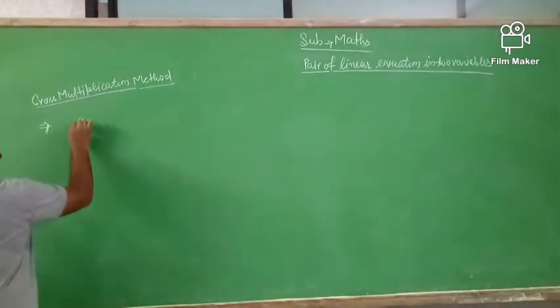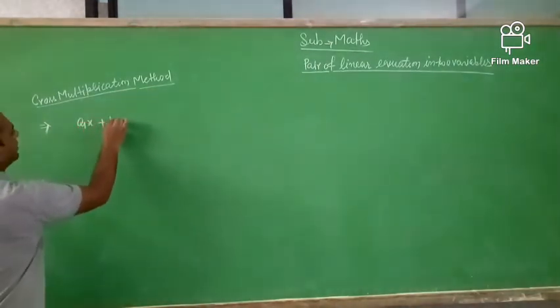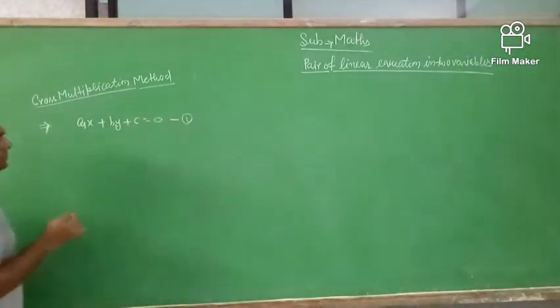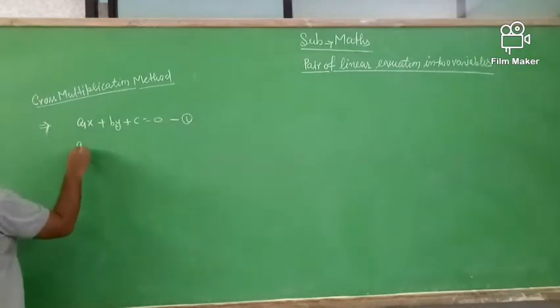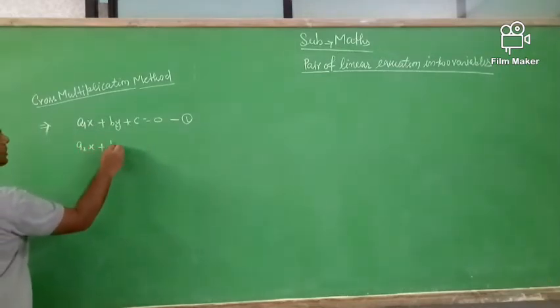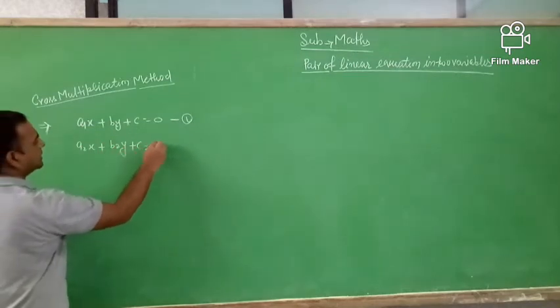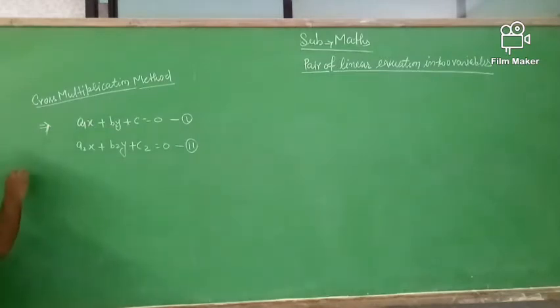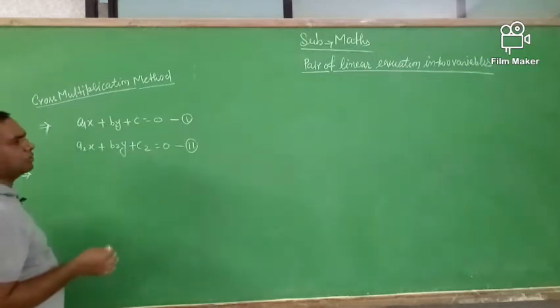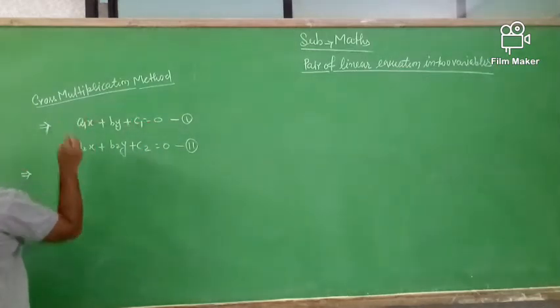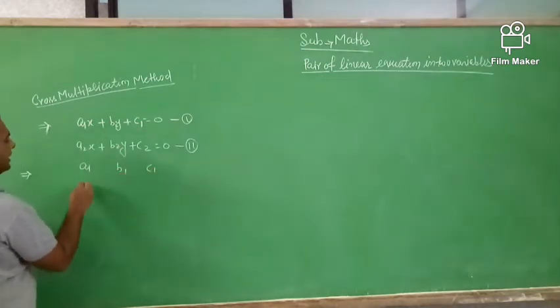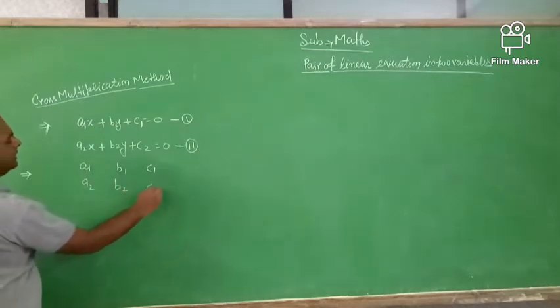Suppose you have a standard equation a1x plus b1y plus c1 equals 0. I say this is equation number one. And a2x plus b2y plus c2 equals 0, this is another equation. In the cross multiplication method, you take the coefficients of x, y and the constant. Here the coefficient of x is a1, then b1 and c1. For the other equation, a2, b2 and c2.